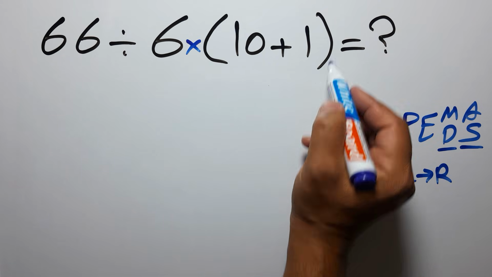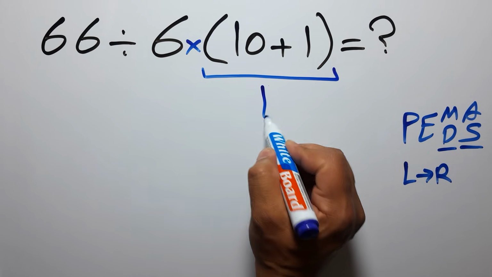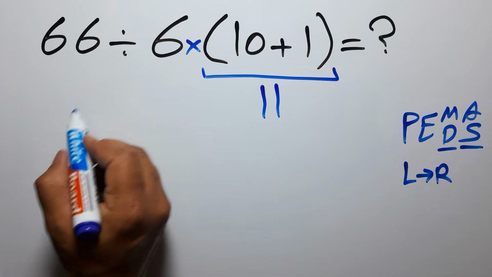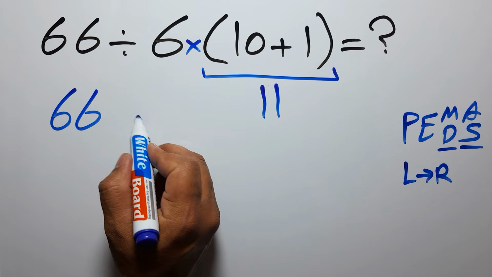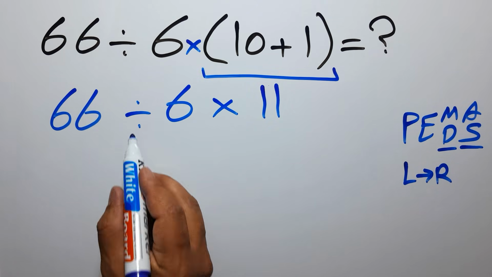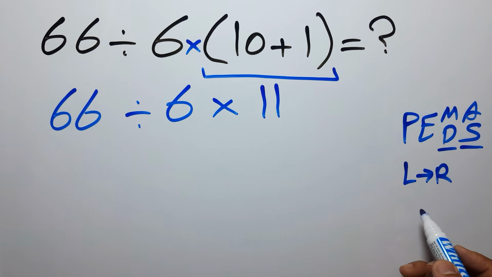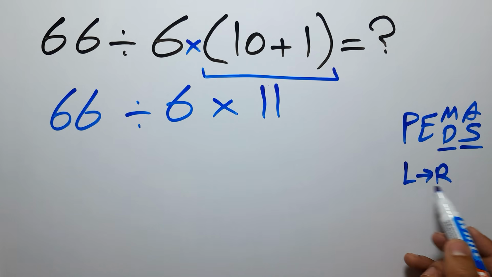So first we have to do this parentheses. Inside this parentheses we have 10 plus 1, which equals 11. So we have 66 divided by 6, then times 11. Now we have one division and one multiplication. As I said, multiplication and division have equal priority and we have to work from left to right.